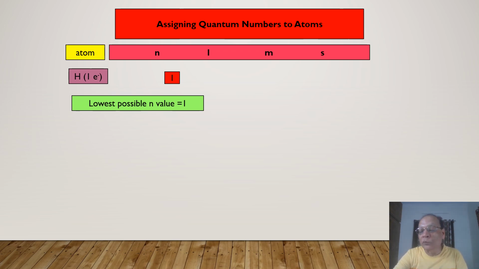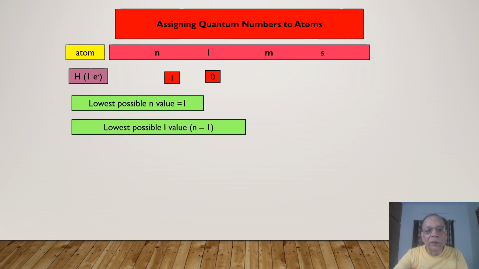Lowest possible value for N is 1. L for N equals 1 is 0, because the value of L starts from 0 and goes up to N minus 1. So N minus 1, 1 minus 1 is also 0.